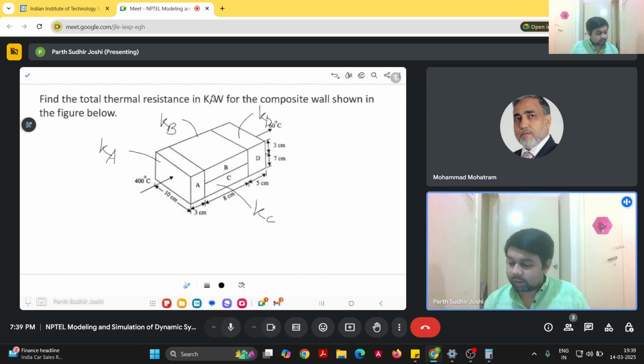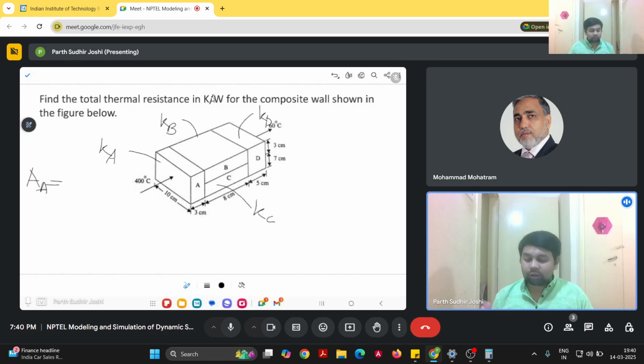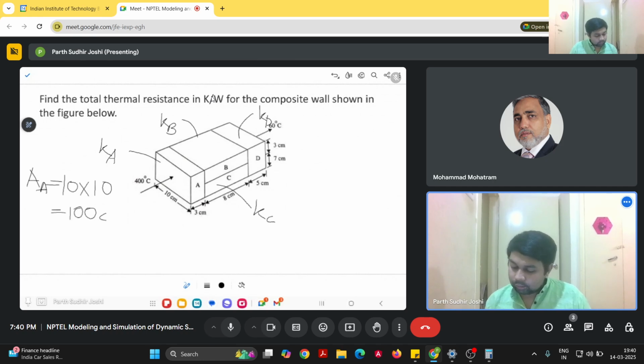So the cross-sectional area for material A, let us say AA, is given as 10 centimeters width, and the height is 3 plus 7, which is again 10 centimeters. So 10 into 10 is 100 centimeters squared. And the thickness of material A is given as 3 centimeters.